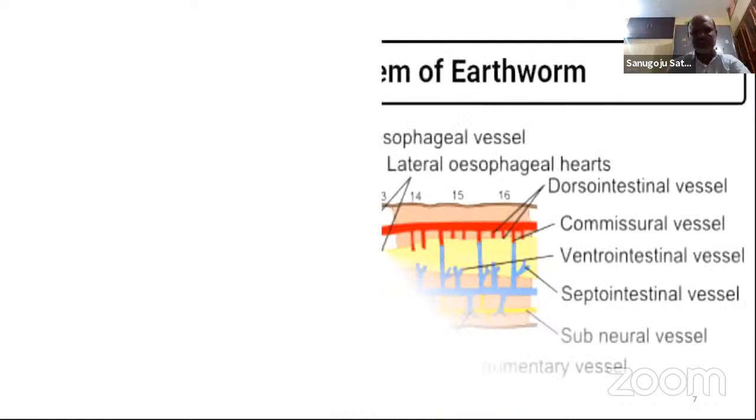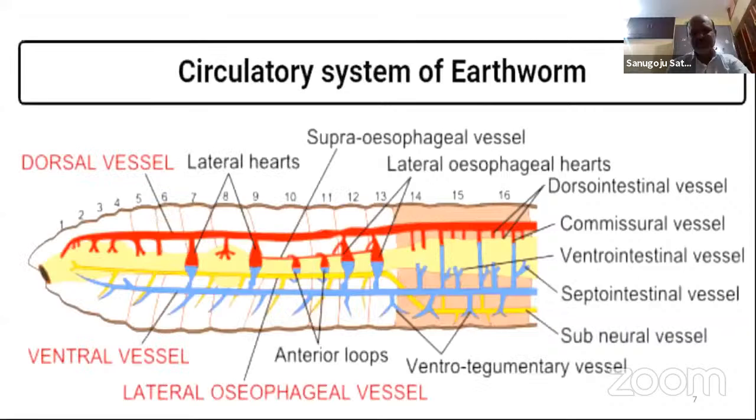As far as the Pheretima is concerned, we discussed about the circulatory system in the earlier class. There is a need to recall it once again, that the circulatory system is very much important. There are two blood vessels, dorsal vessel and ventral vessel. The lateral hearts are connecting both these vessels. The dorsal vessel is very thick, and the ventral vessel is very thin. The four pairs of lateral hearts are named as lateral hearts and lateral esophageal hearts. 7th and 9th and 11th and 12th, 13th, these lateral hearts are located.